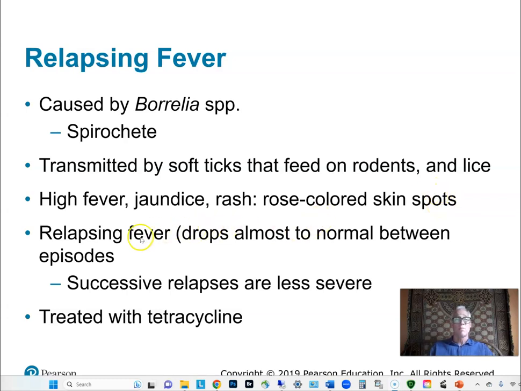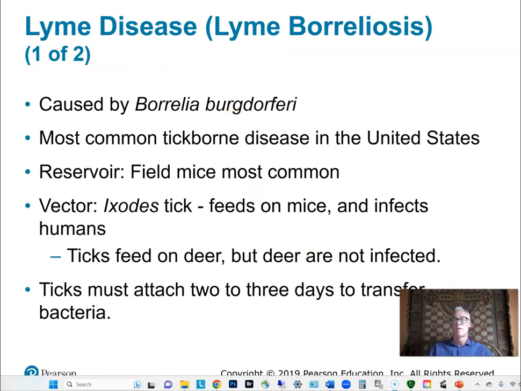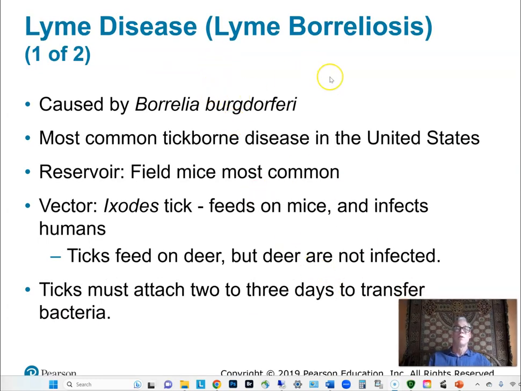The fever drops down basically to normal and then recurs, and then drops to normal, recurs, successive relapses, each one becoming less severe. That's the relapsing fever idea. Treatment is by tetracycline. Another Borrelia species, Borrelia burgdorferi, causes Lyme disease, and it's the most common tick-borne disease in the United States, unfortunately spreading. Reservoir is field mice, and the vector is Ixodes ticks, deer ticks. They feed on the mice and then bite humans.